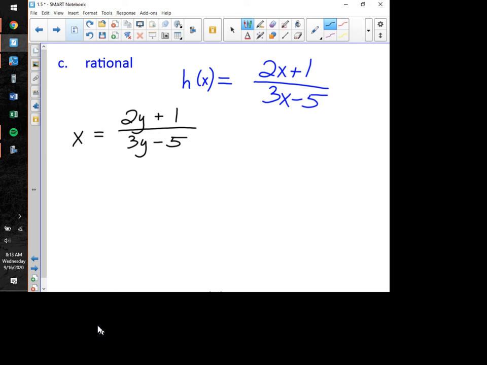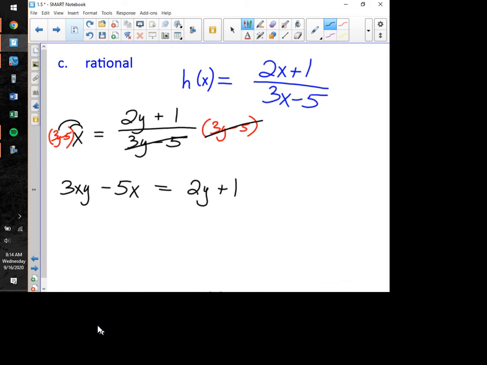First thing we're going to do, guys, the fractions are messy. So we're going to multiply both sides by the denominator, the 3y minus 5, and that means we're going to have some distributing to do over here on the left side. So I'm going to multiply both sides by 3y minus 5. Leave myself a lot of room there. And the left side then is going to become 3xy minus 5x equals, that cancels out with that, and we get a 2y plus 1 over there on the right-hand side.